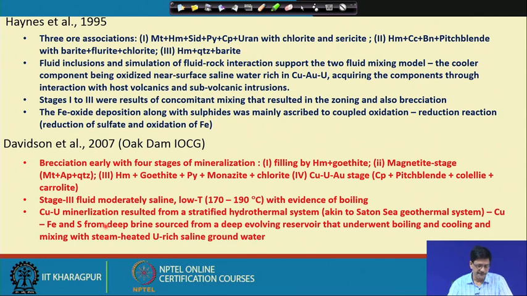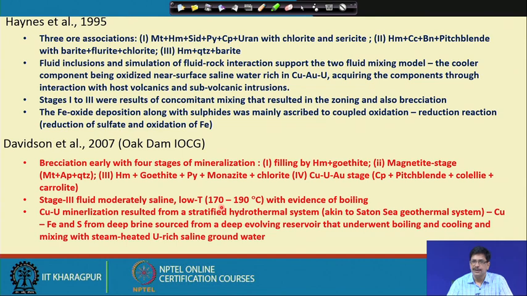This copper, iron and sulfur. So, here, as far as the different propositions are concerned, the first model of mixing ascribed most of the copper and uranium to have come from the low temperature oxidized fluid, and the high temperature fluid contributing iron. This view sometimes gets changed. In this case, both copper, iron and sulfur are deciphered to have been sourced from deep circulating fluid, essentially a deep evolving reservoir which underwent boiling and cooling and mixing with steam heated, uranium rich saline groundwater.